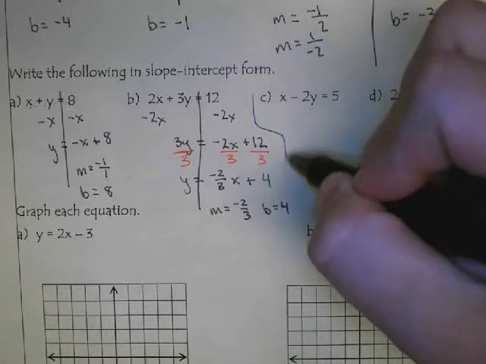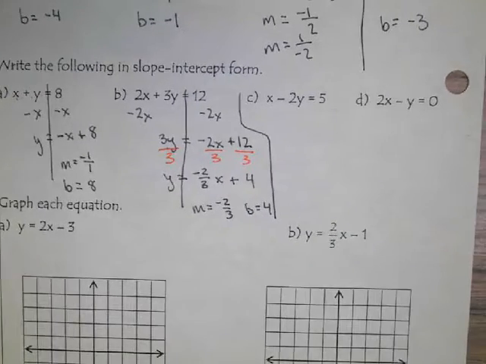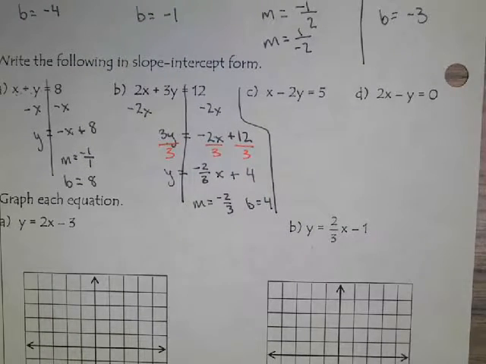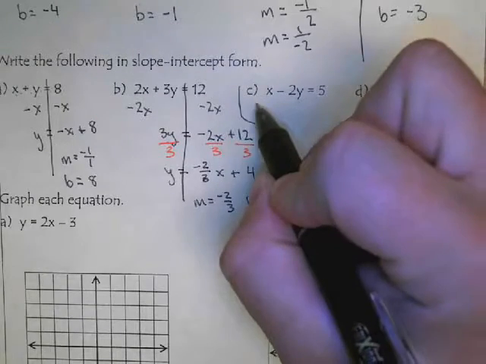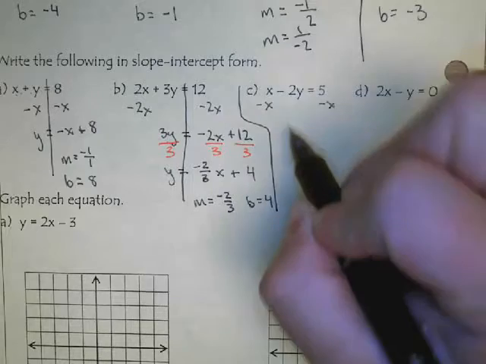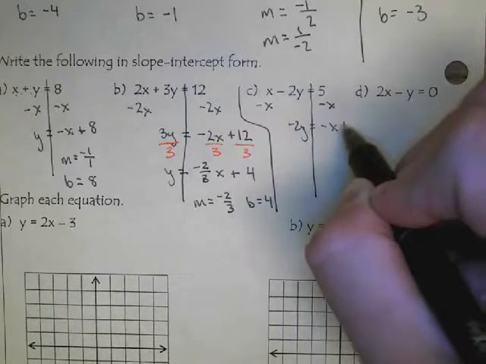Now, I'd like you to take this chance to try letter C and D on your own, and then we can compare our results. Okay, so hopefully you paused and took an opportunity to try these on your own. So let me look at this. I have subtract x from both sides. Now we have negative 2y is equal to negative x plus 5.